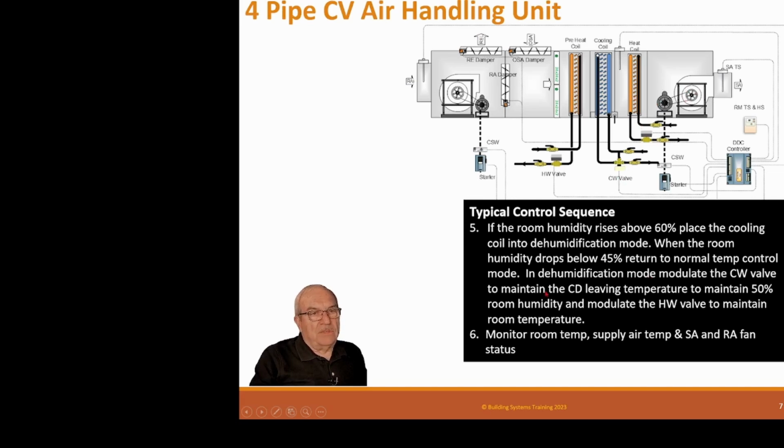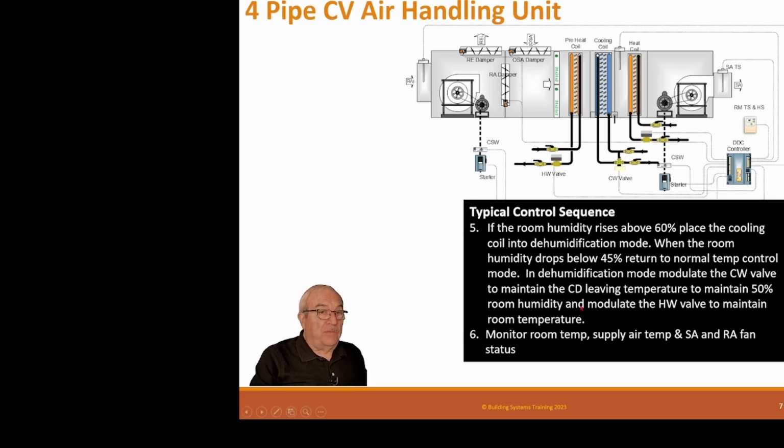So my sequence here is basically to say the room's at 60% humidity. We're going to turn this thing on full until it gets down to 50%. And then we're going to modulate this cooling coil to maintain the 50% humidity in the space. And then as the issues with whatever caused the humidity go away and it drops to 45%, we're going to stop this mode and go back to normal heating mode.